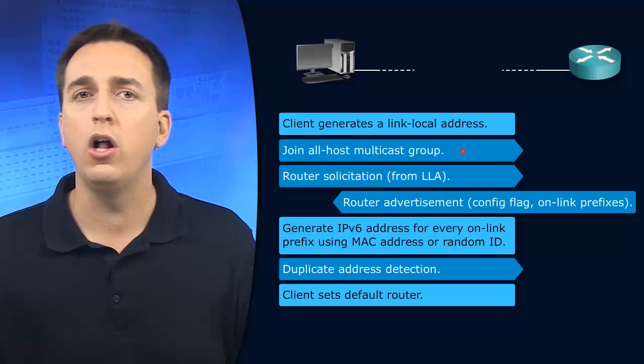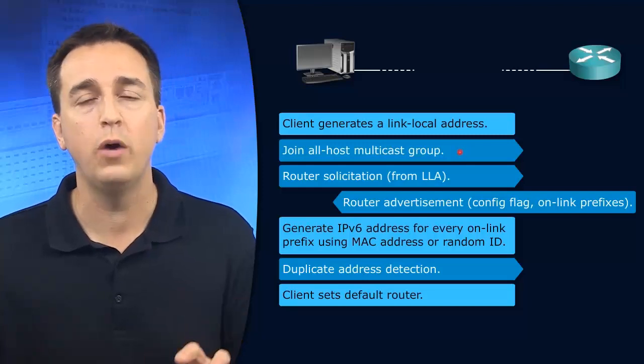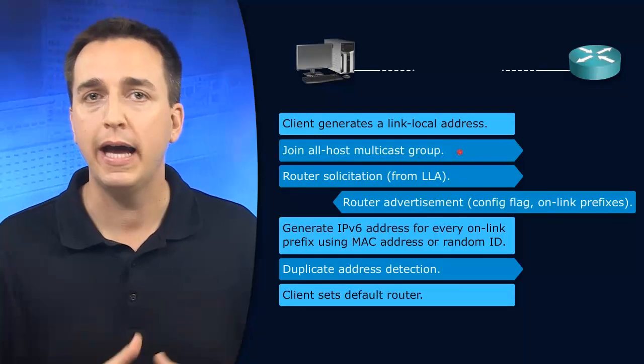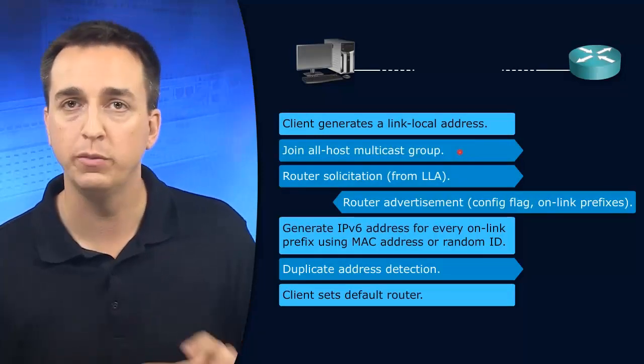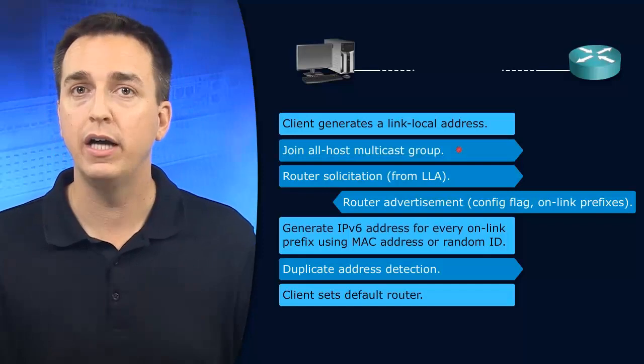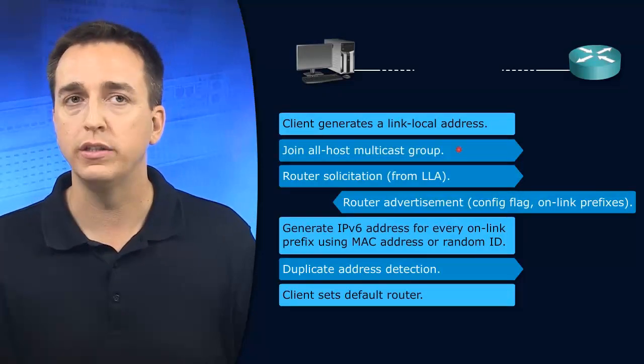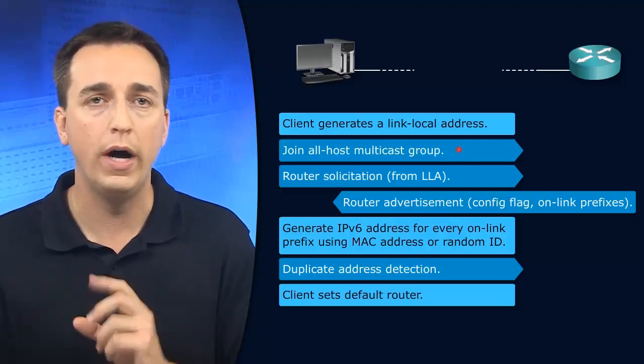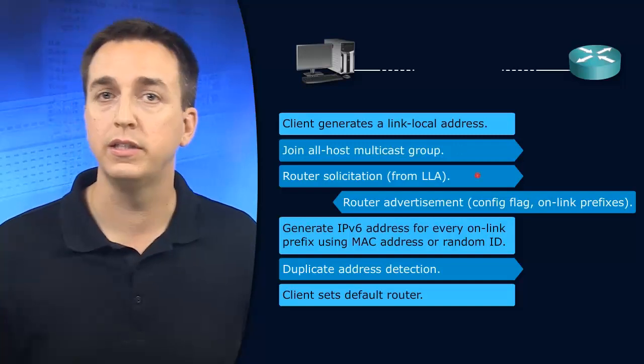They're then going to join the all hosts multicast group, and the reason why is because they need to be able to receive multicast messages that are going to that all hosts multicast group. Router advertisements are one of those types of messages. So the all hosts multicast group is FF02::1. They then generate their router solicitation message.